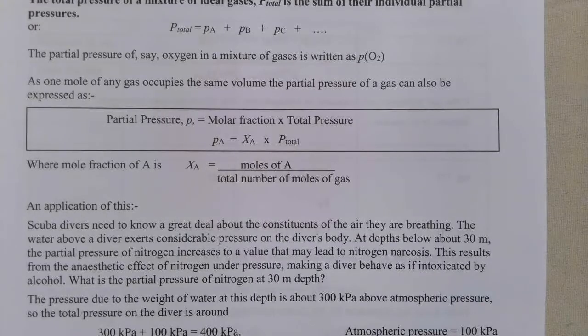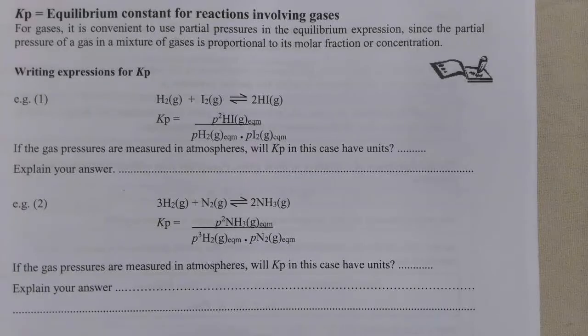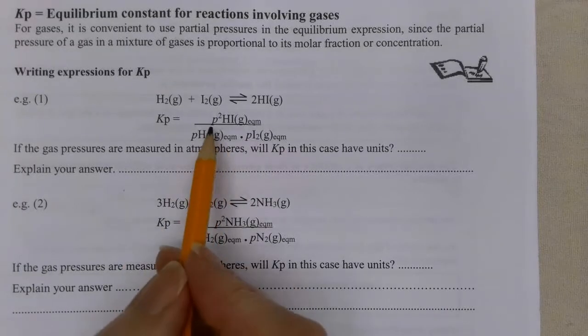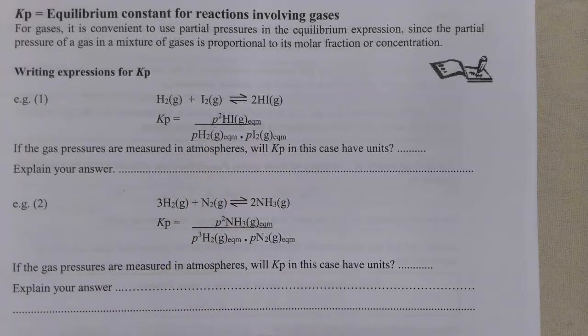So the mole fraction of a gas is the number of moles of A divided by the total number of moles of gas. Notice it only deals with gases, not with liquids or solids. So we write the expressions in exactly the same way that we did with Kc, except we're using pressure rather than concentration. Notice we have not got any square brackets. Square brackets means concentration, so you need to be careful that you're not including them.